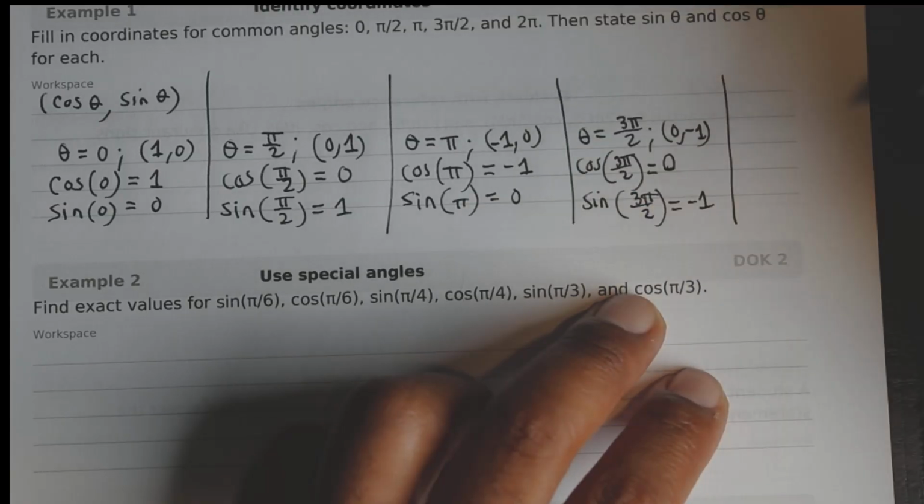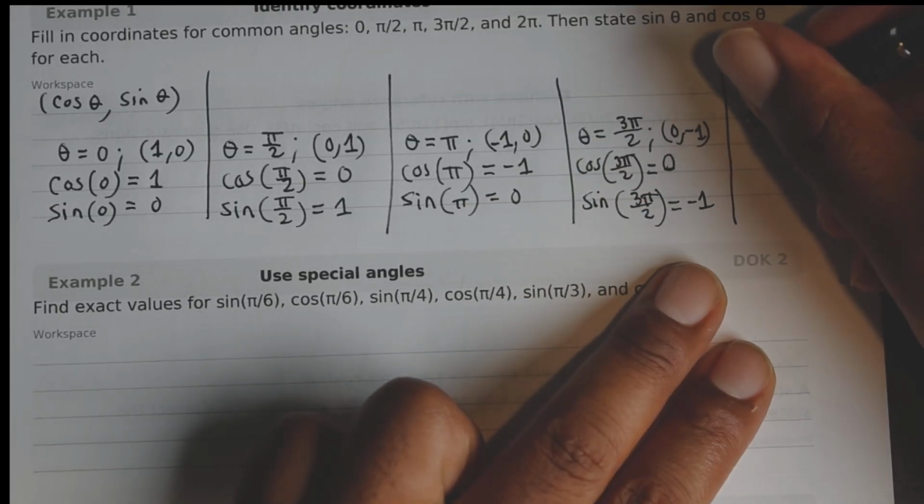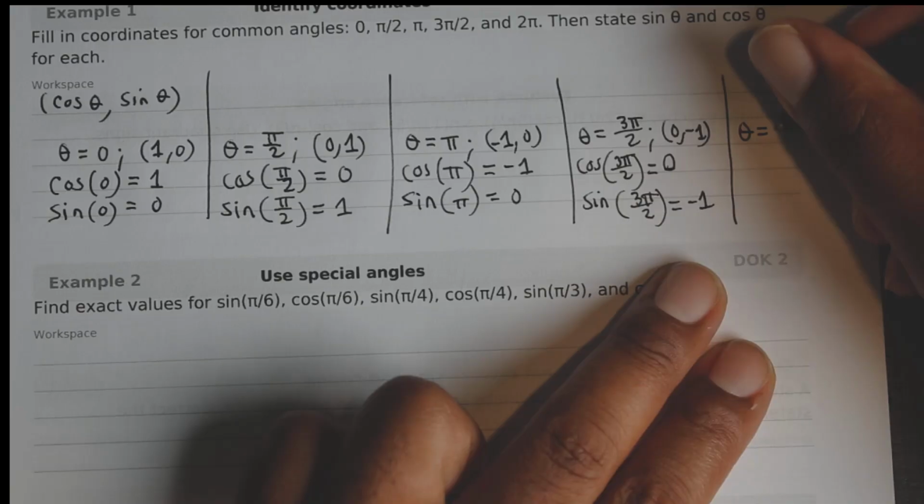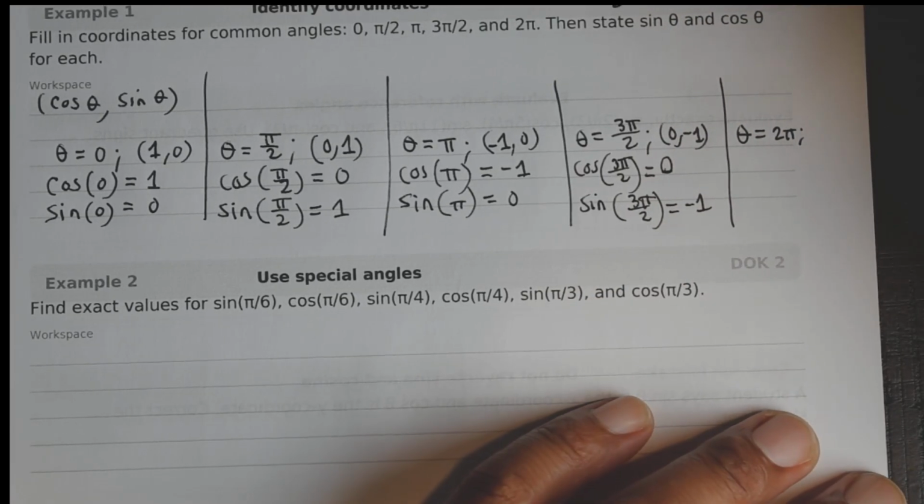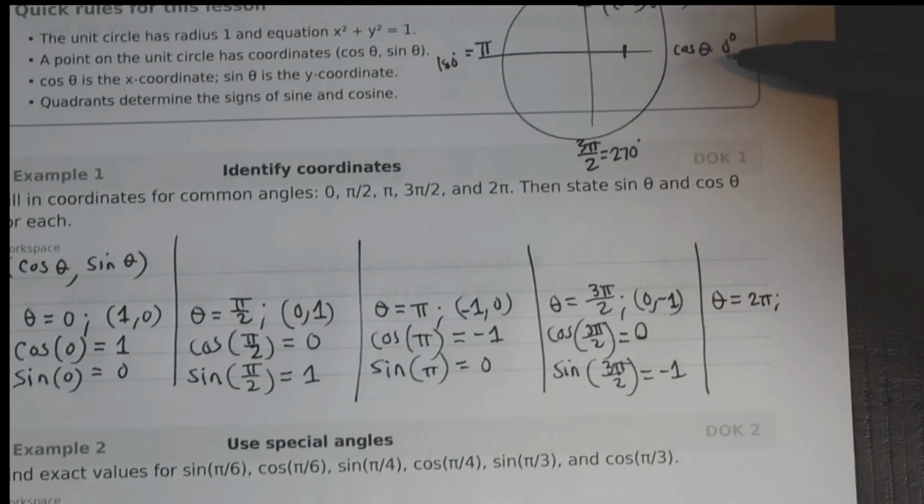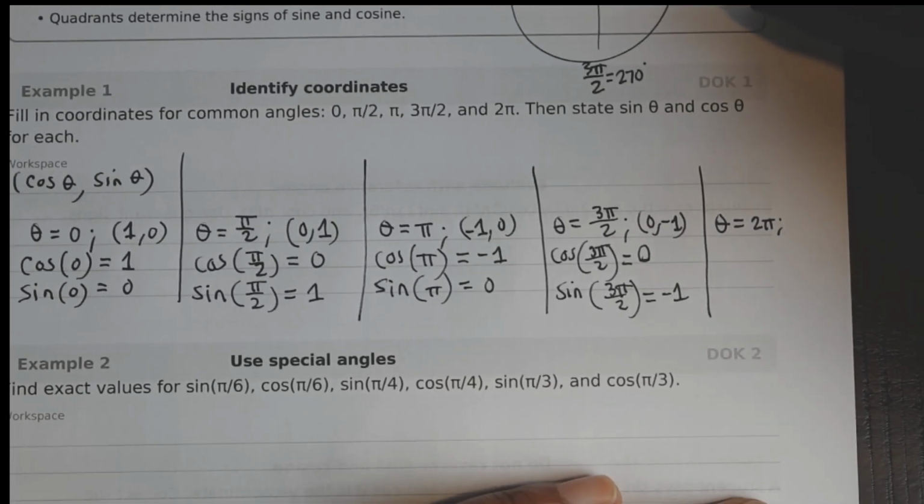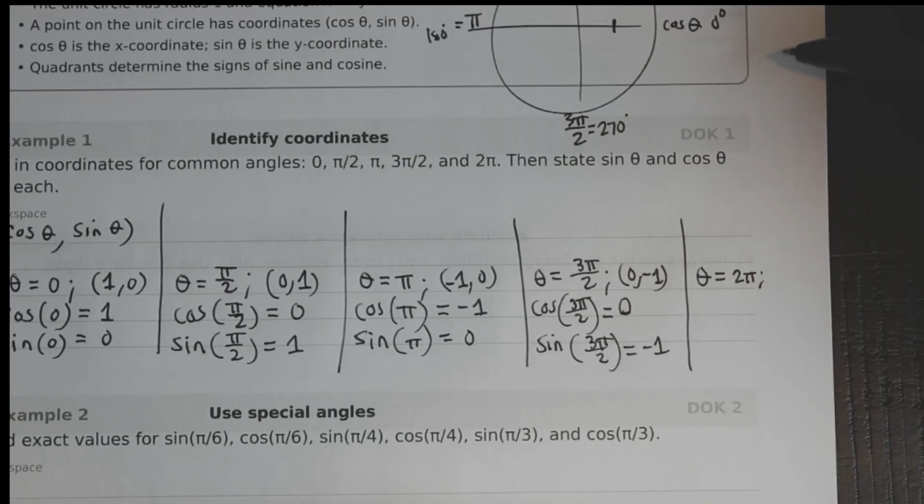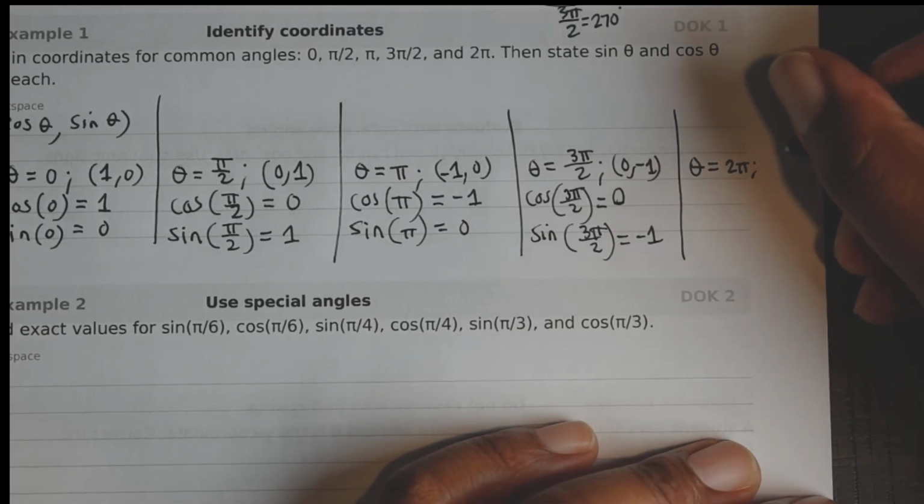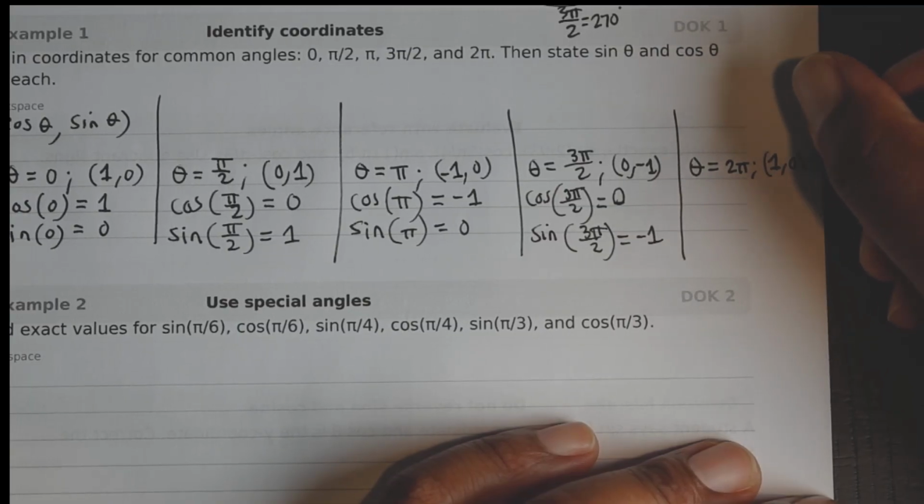Then from there we have 2 pi, our final one. So our final theta is 2 pi. And the point for 2 pi would be right back here. Right? So that would be one full rotation. So the point back to the x-axis would put us back where? At this point, 0. So that point would be (1, 0).